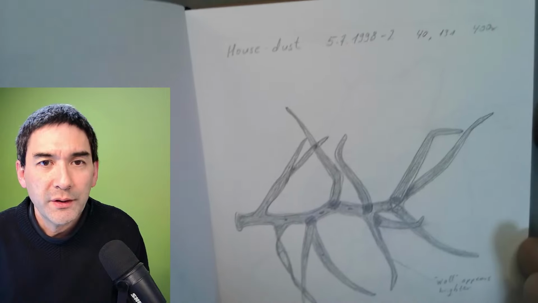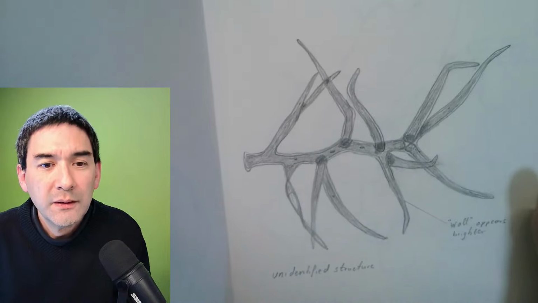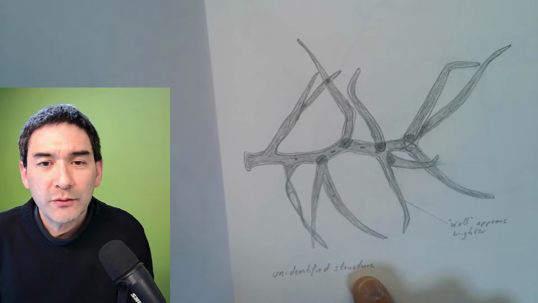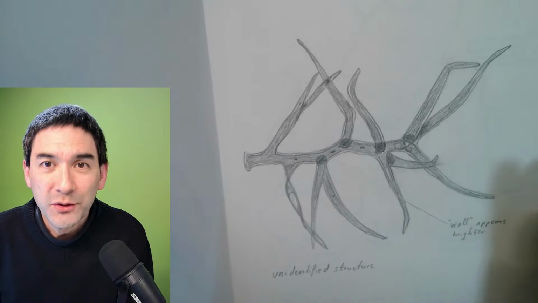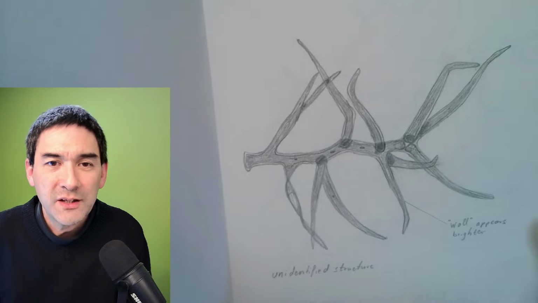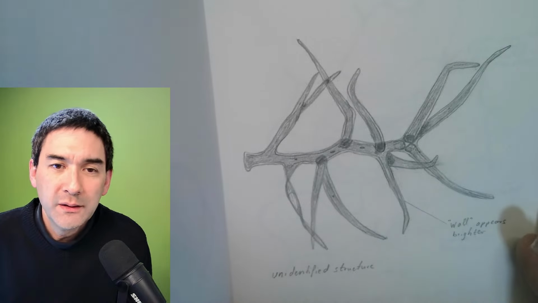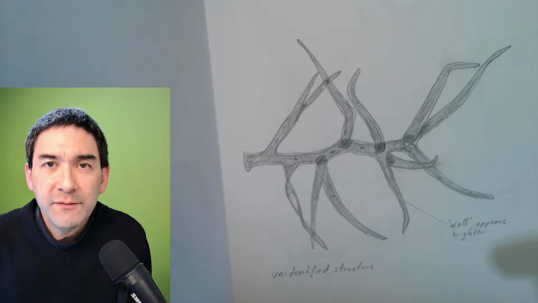Here, that's the drawing. Yeah, back in '98 as well. Unidentified structure I wrote down here. It's not unidentified anymore. It's a trichome, yes. Yes, it's a plant trichome. The plant trichomes are plant hair, and they are used also as defensive structures.